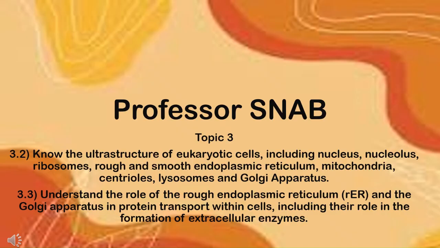So today we're looking at the ultrastructure of eukaryotic cells, including nucleus, nucleolus, ribosomes, rough and smooth endoplasmic reticulum, mitochondria, centrioles, lysosomes, and Golgi apparatus. We'll also be looking at the role of the rough endoplasmic reticulum and the Golgi apparatus in protein transport within cells, including their role in the formation of extracellular enzymes.